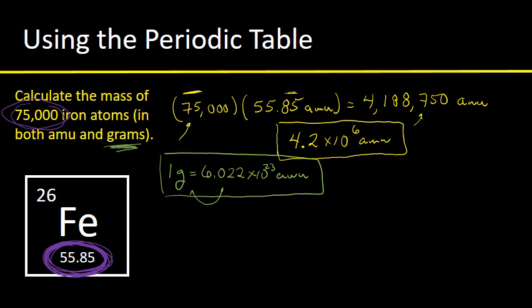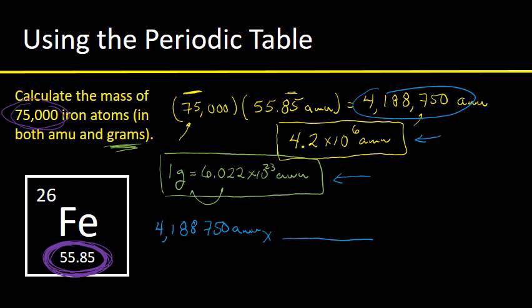So I'm not going to round this to 2 sig figs at the beginning. I'm going to keep a few extra significant digits so that we do all of our rounding at the end, right? So I'm going to go ahead and write 4,188,750 AMU. And then we want to use this conversion factor. We're trying to get rid of AMU, so we want those units to cancel. So we're going to put that on the bottom.